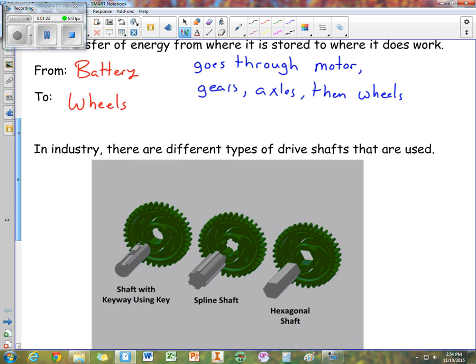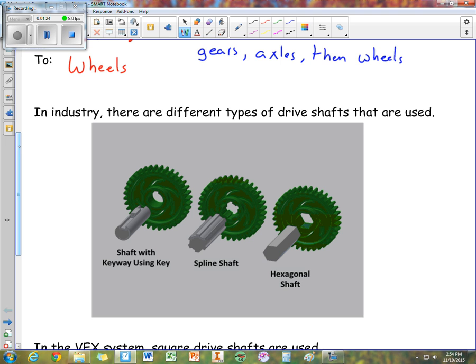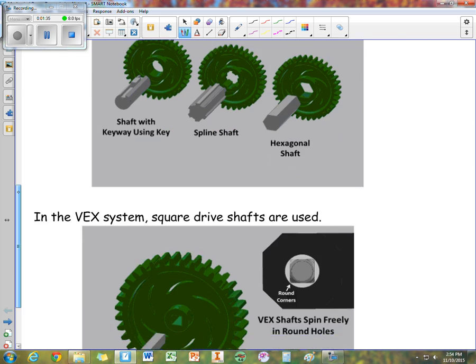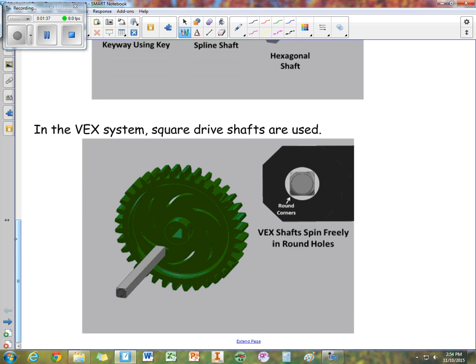In industry, and obviously we have to talk about drive shafts. In industry, there are many different types of drive shafts. We have some with keyways, we have spline shafts and hexagonal shafts. In the VEX system, we use square drive shafts.